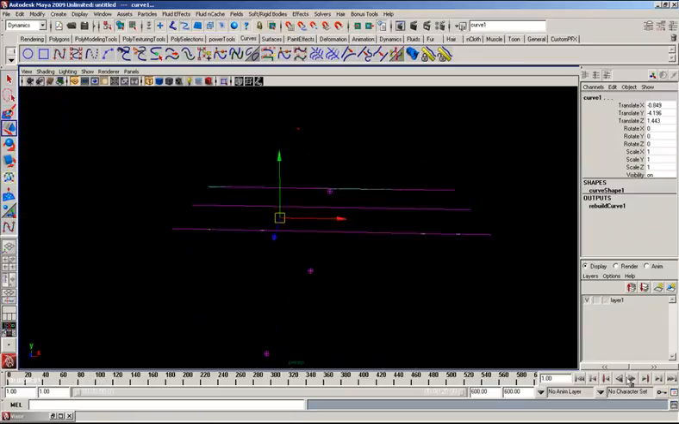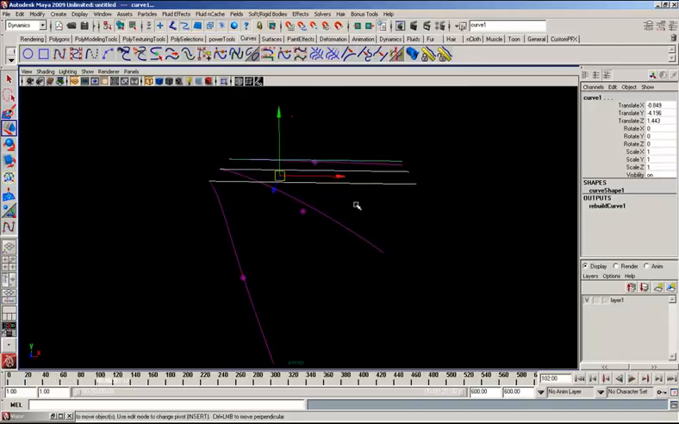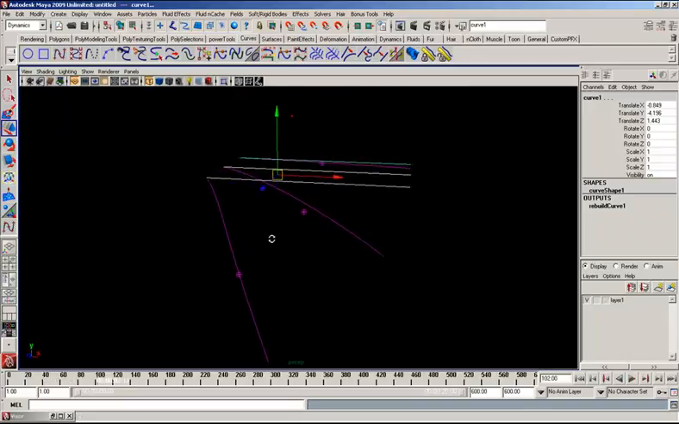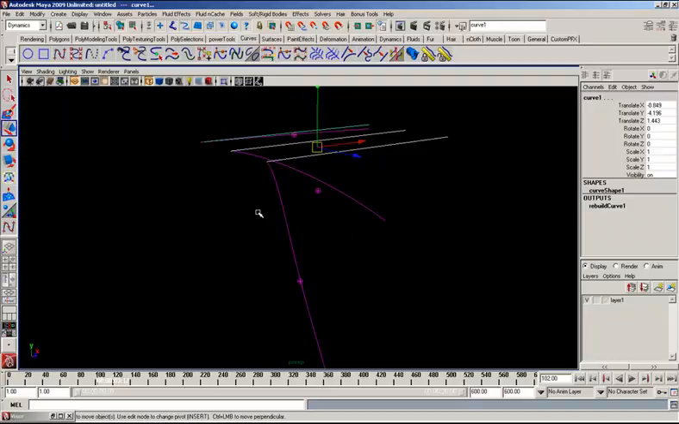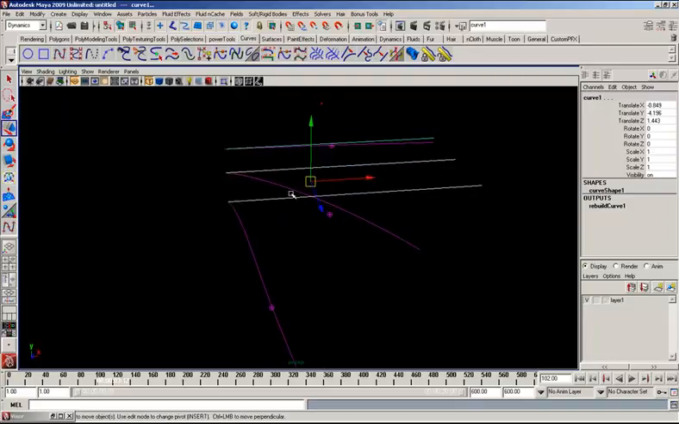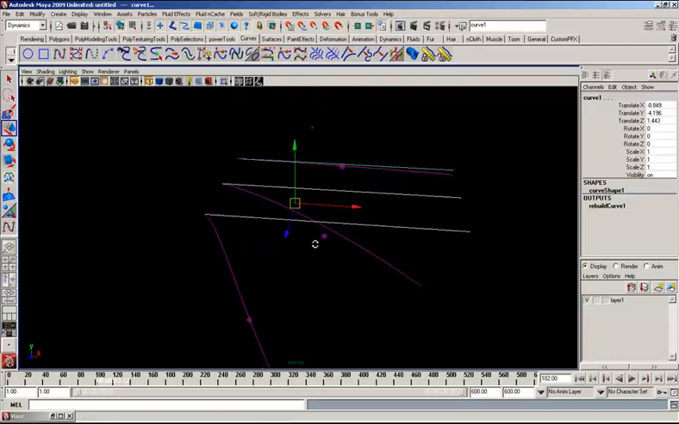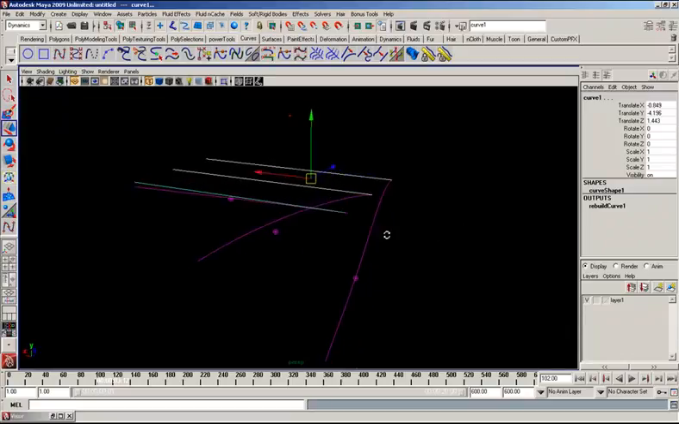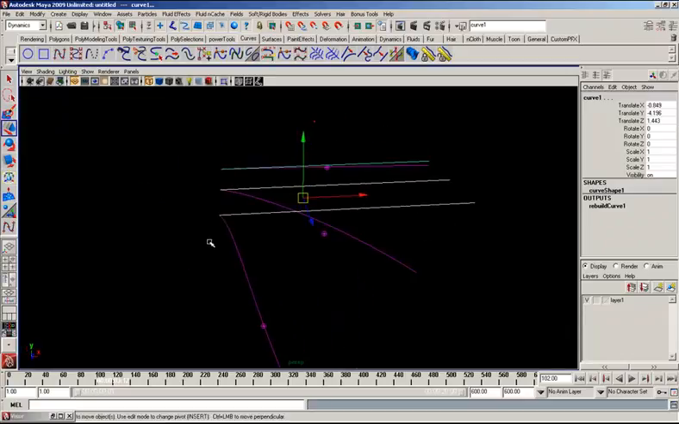Now these are dynamic curves. The next part, we will start expanding on this, and we'll talk about hair itself.